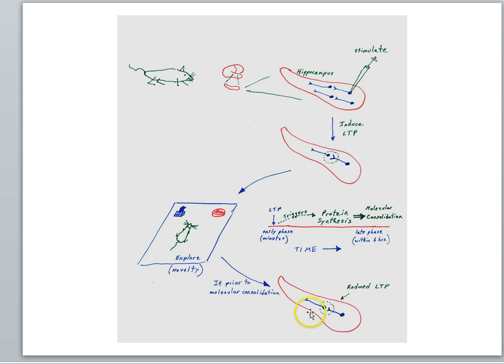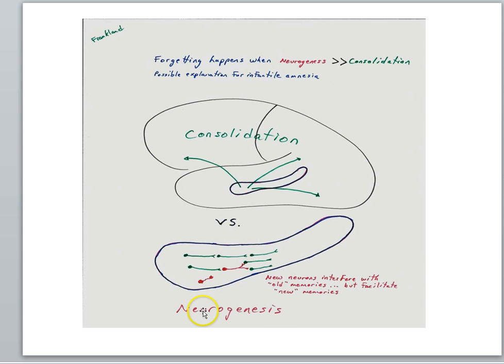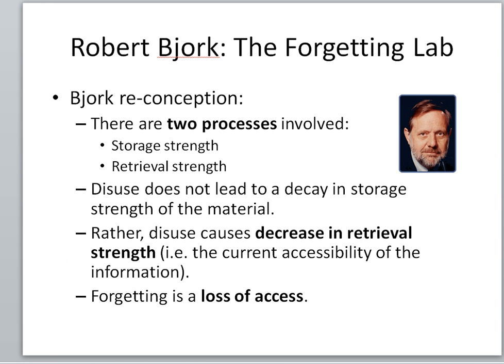The synapses have weakened, and so we're not going to be able to retrieve that as well as if there wasn't that interference. In addition, new neurons, neurogenesis in the hippocampus, can also interfere with the circuitry in the hippocampus, and we might think of that as forgetting what was previously learned as these new neurons take up positions in the circuitry. But Bjork is going to ask us to think about forgetting in a different way.